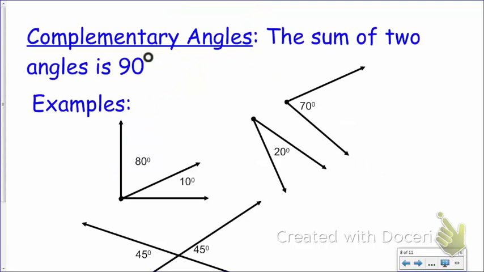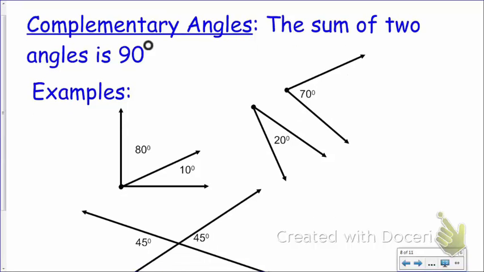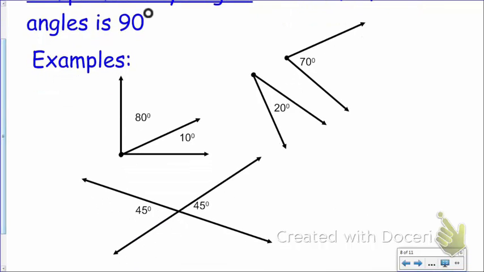Complementary angles. Complementary angles are two angles that add up to 90 degrees. They don't have to be right next to each other. They can be drawn separately, like they are on the picture on the right. They can be next to each other, adjacent, like the 80 and the 10 on the left side. Or like the picture on the bottom, they can be vertical angles. Any two angles that add up to 90 degrees are called complementary angles.